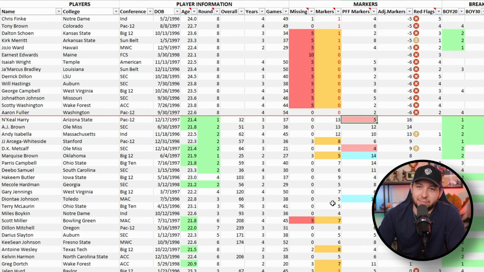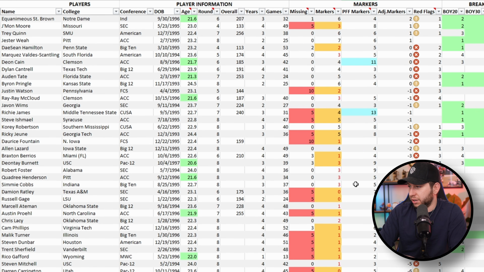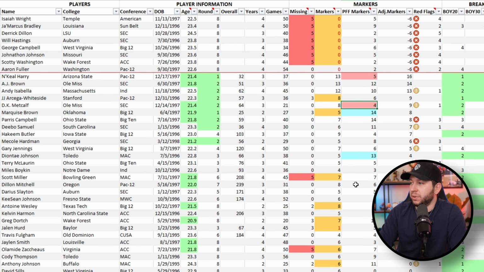Then the big one, N'Keal Harry gets highlighted by this. And I think that is absolutely interesting. That is beyond interesting to see that N'Keal Harry gets pointed out on here. And then DK Metcalf is the other one. There's nobody else on red on here. These are the last 2. N'Keal Harry and then DK Metcalf. So of that whole entire list, you get 3 hits. You get BTJ, Michael Pittman, DK Metcalf.